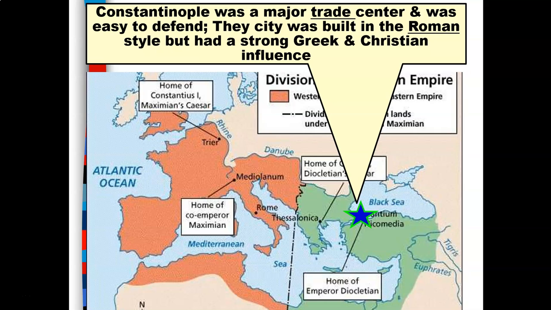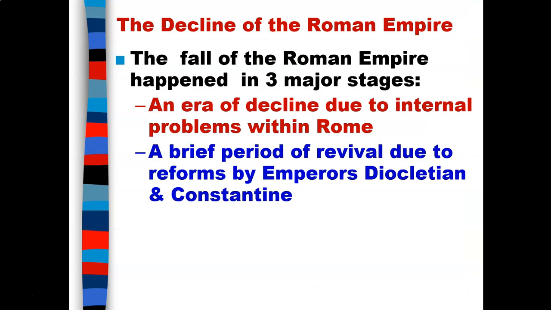Now, Constantinople was a major trading center and was easy to defend. The city was built in the Roman style but had a strong Greek and Christian influence. As you can see there on the right-hand side, it's in what we know today as modern-day Turkey. This is an important event, like I mentioned before, in AP World History. The balance of power went basically from the western part of the empire to the eastern part of the empire. We have looked at two reasons why the Roman Empire declined.